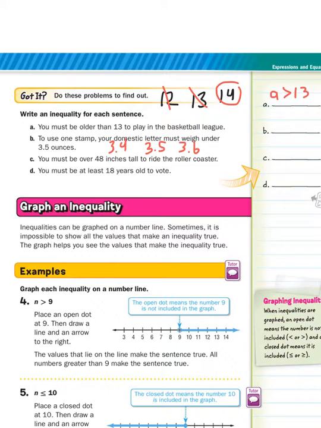Alright, let's see what you came up with. So it says, to use one stamp, your domestic letter must weigh under 3.5. So this is the only one that's under 3.5. So the weight must be less than 3.5 ounces.